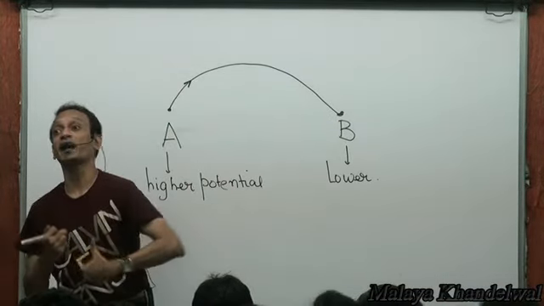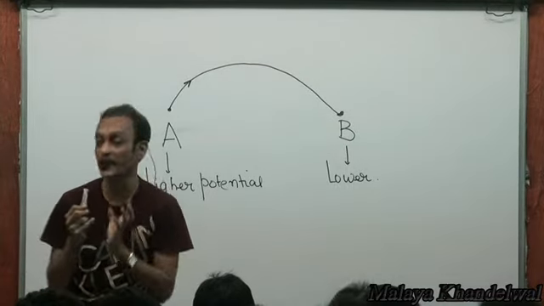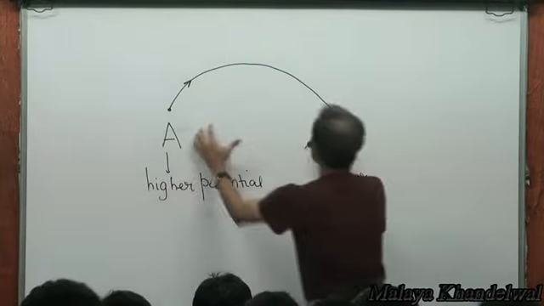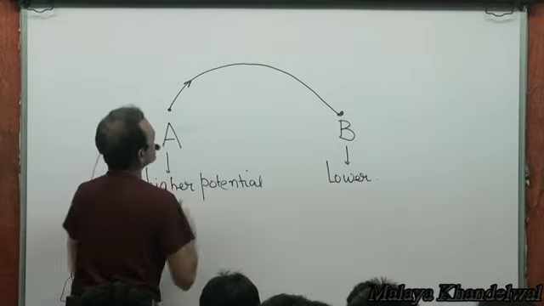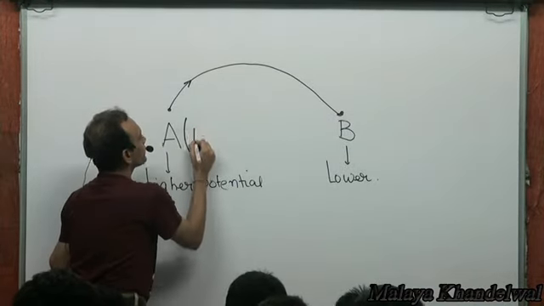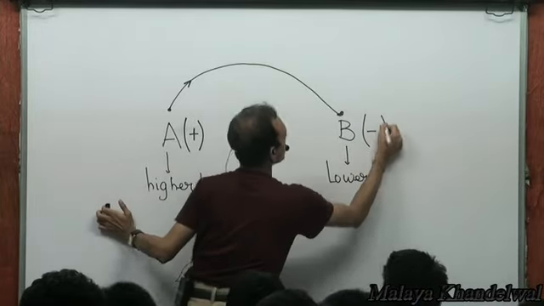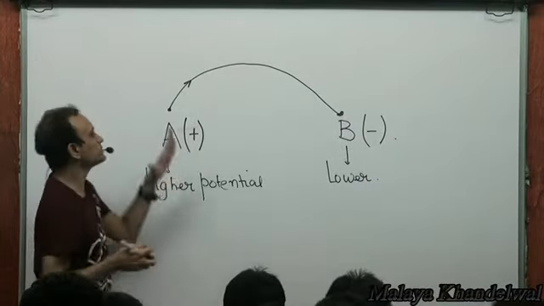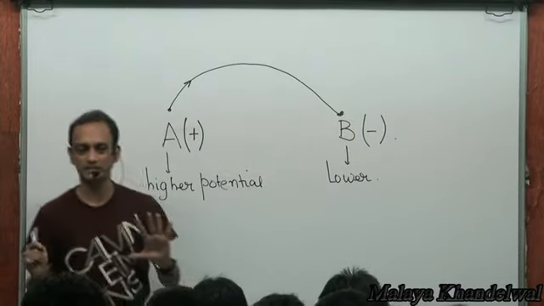Now, if there was a mechanism that could maintain the potential difference between A and B, one thing in common parlance: if A is at a higher potential compared to B, then we say A plus, B minus. This is what it means. That means potential of A is higher compared to potential of B.